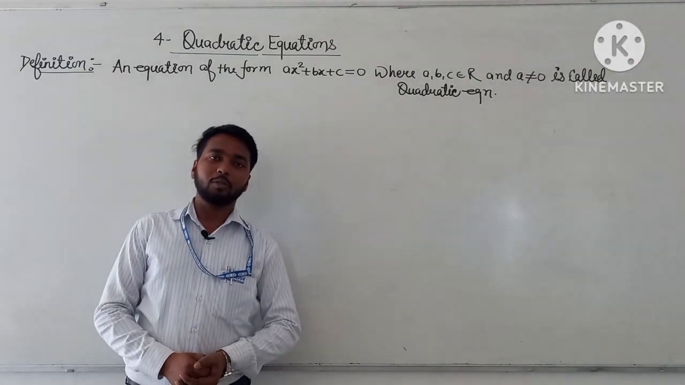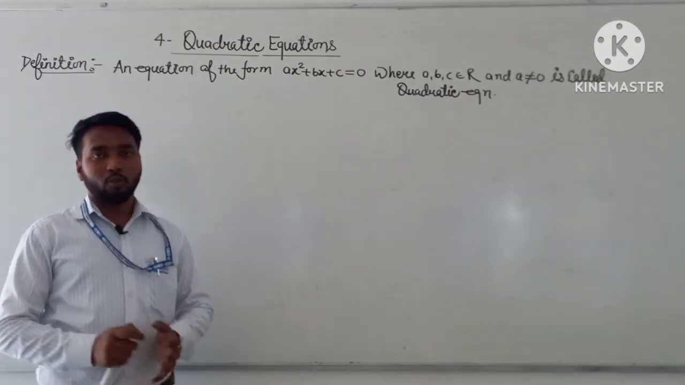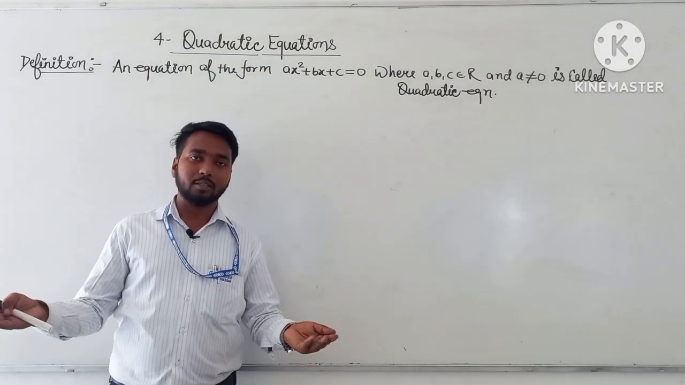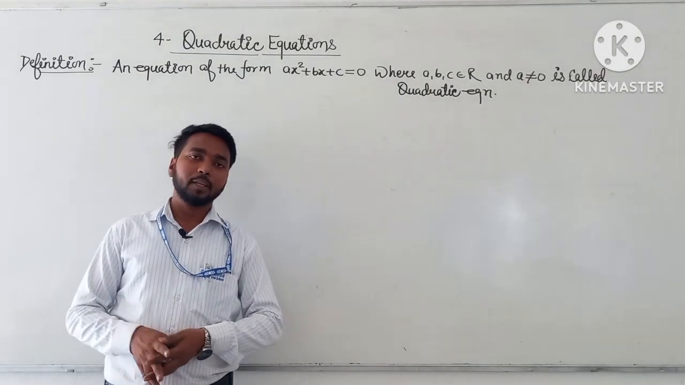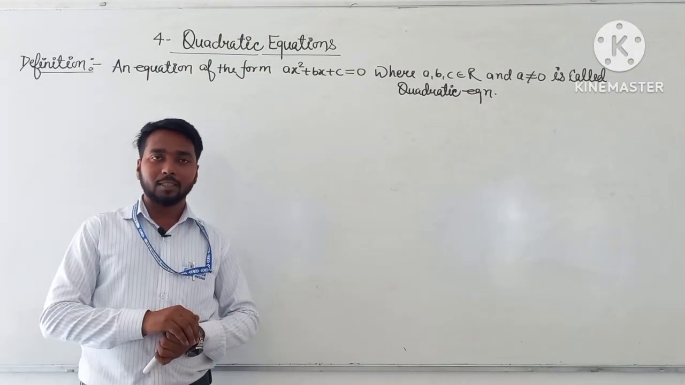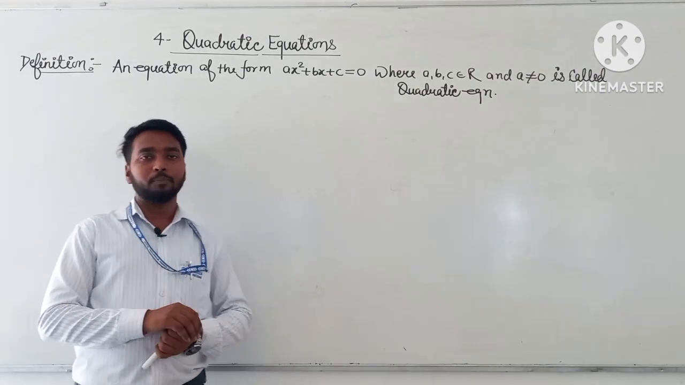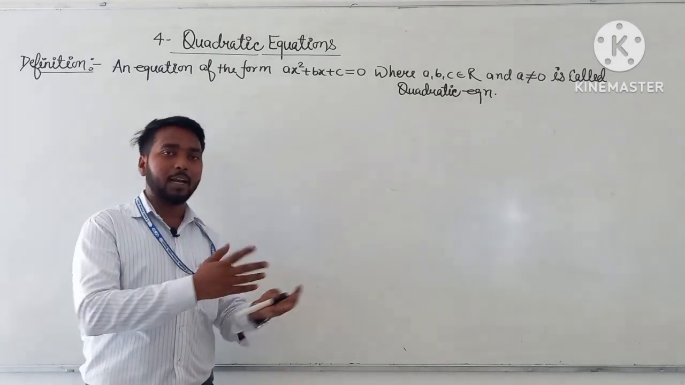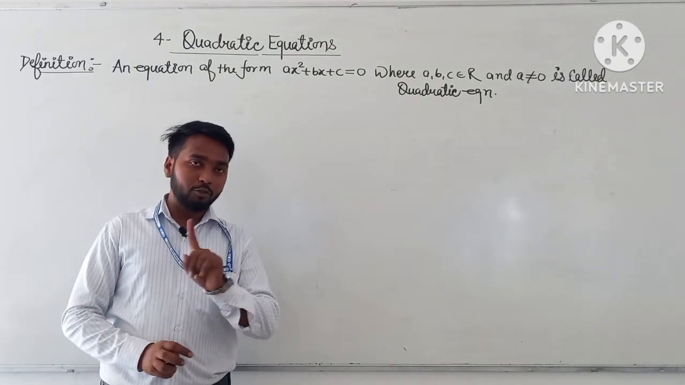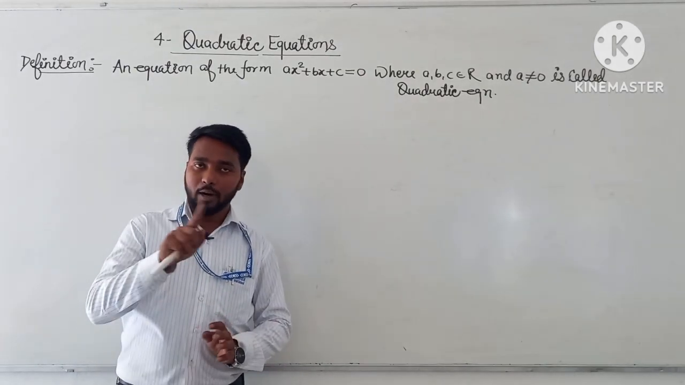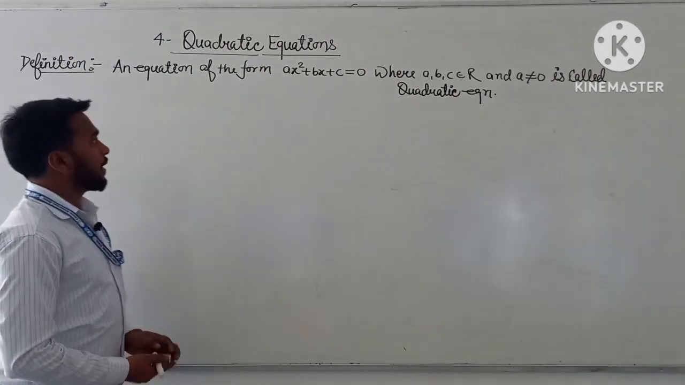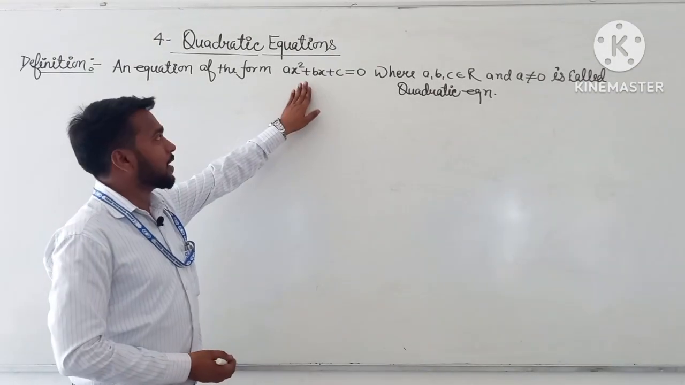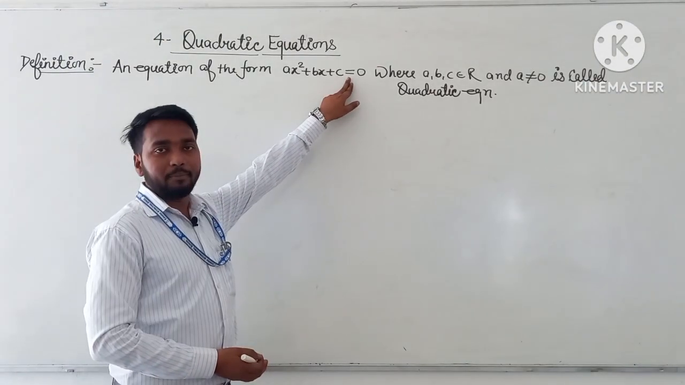Today I will teach you the next topic, that is quadratic equations. So, what is a quadratic equation? An equation of the form ax square plus bx plus c is equal to 0, where a, b and c belong to real numbers and a not equal to 0, is called a quadratic equation. Okay? Here, if you observe, this is an algebraic expression which contains a sign of equality.